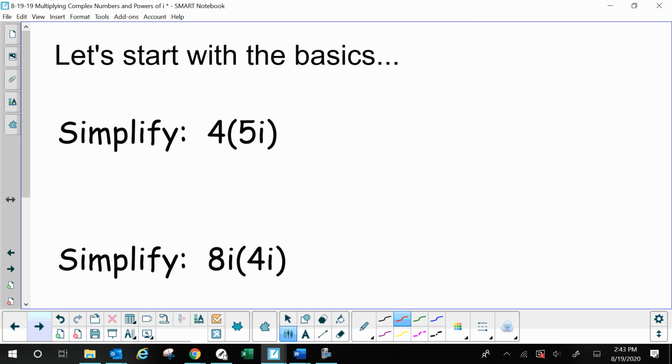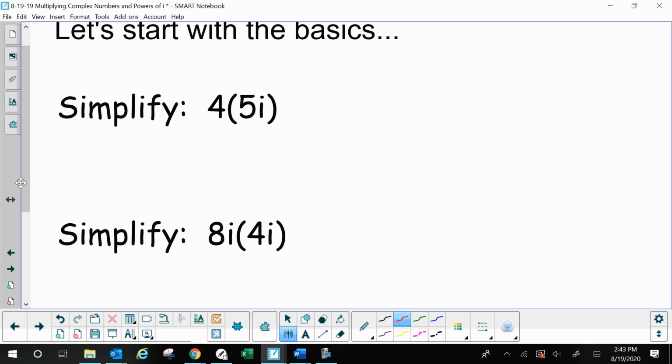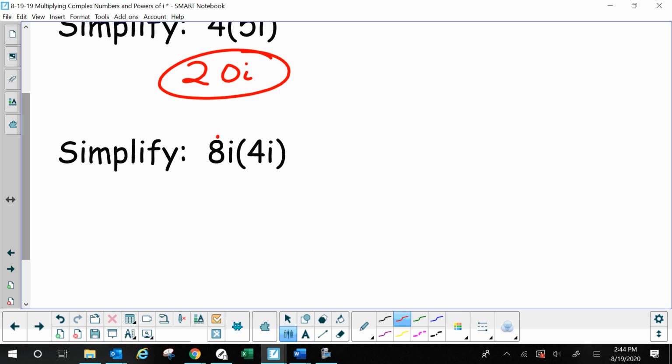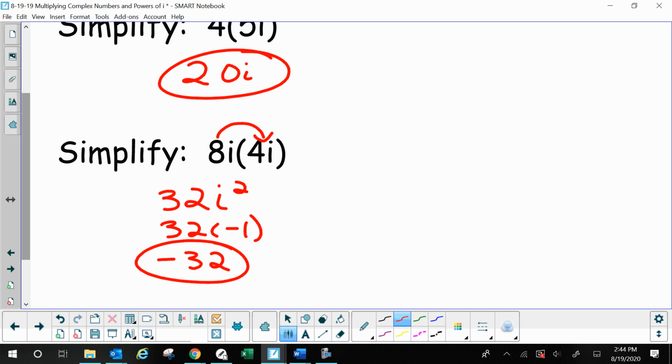So let's try a few. Start with the basics. What's 4 times 5i? 20i. You don't have to change anything. It's not i squared. So what is 8i times 4i? So that's 32i squared. You're going to replace the i squared with a negative 1. So that's going to be negative 32.